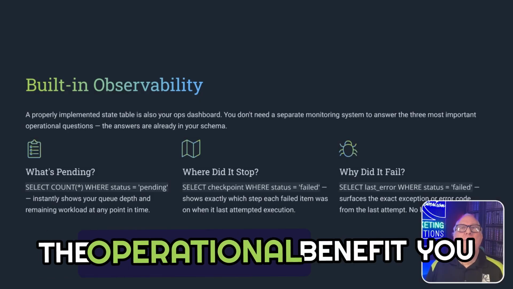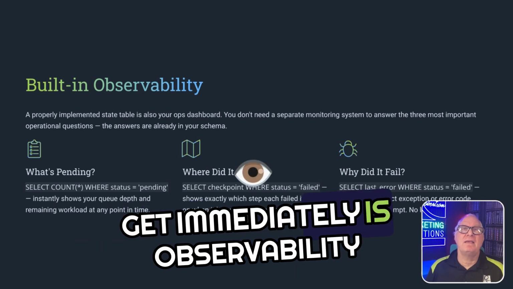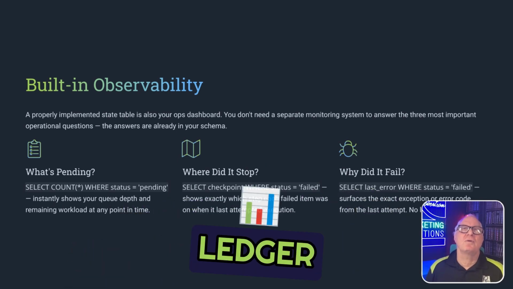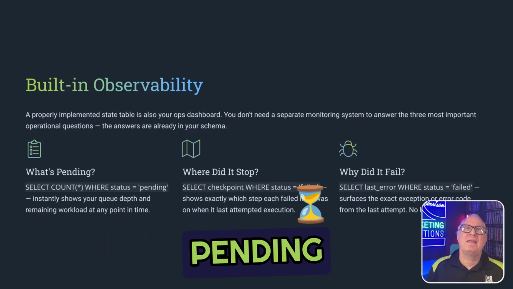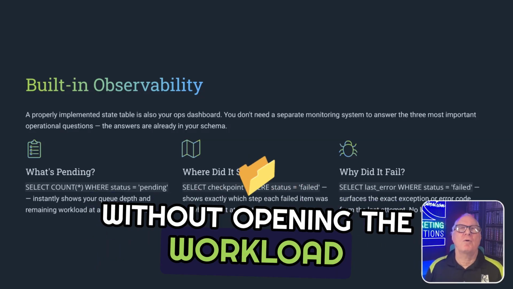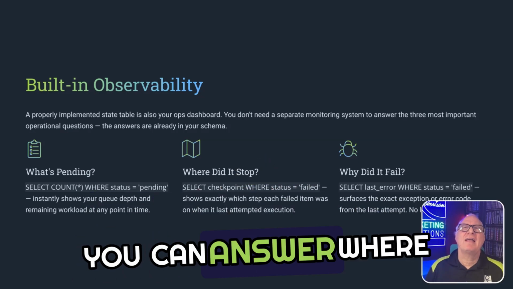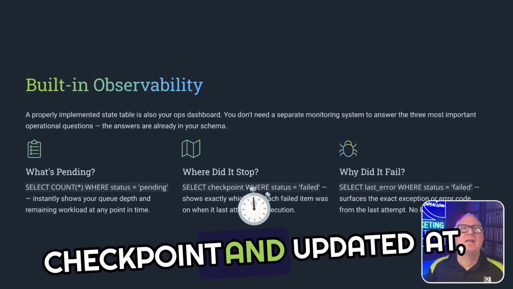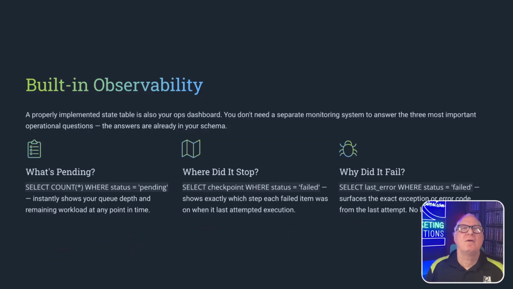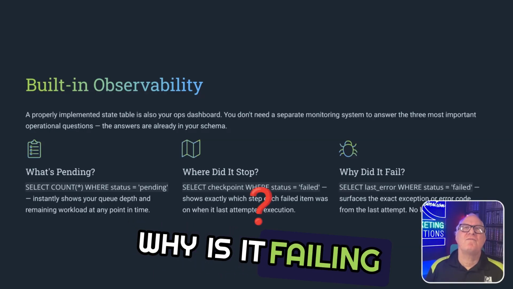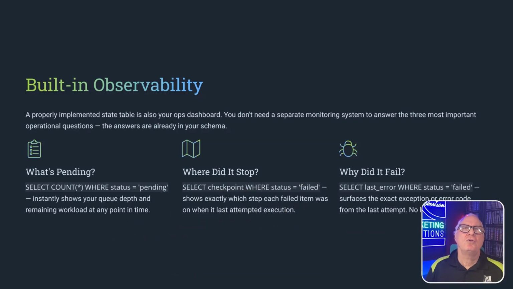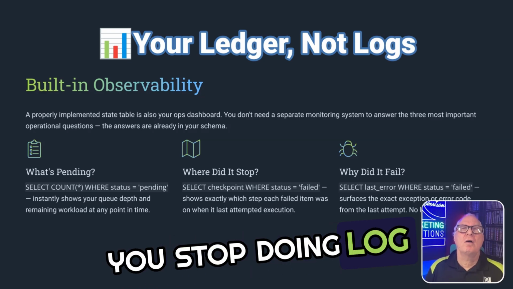Now, the operational benefit you get immediately is observability. The table becomes your ledger. You can answer what's pending without opening the workflow. You can answer, where did it stop? By looking at the checkpoint and updated-at. You can answer, why is it failing? By sorting by last error. You stop doing log archaeology.